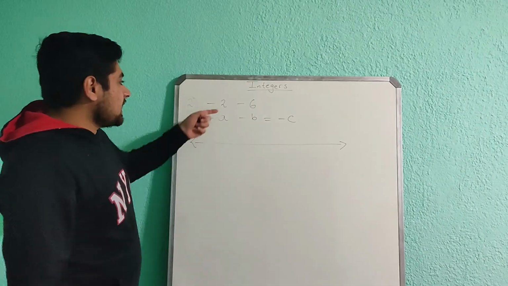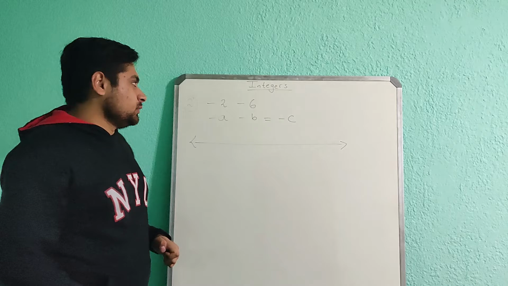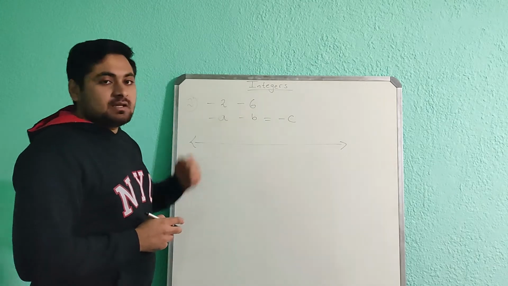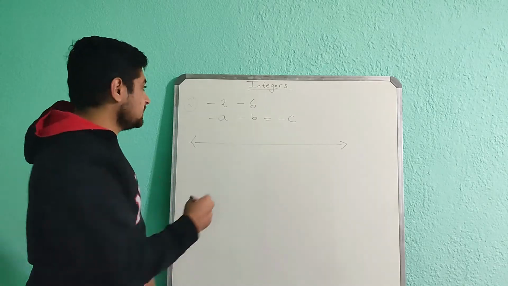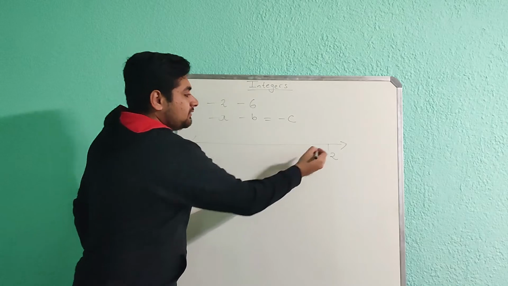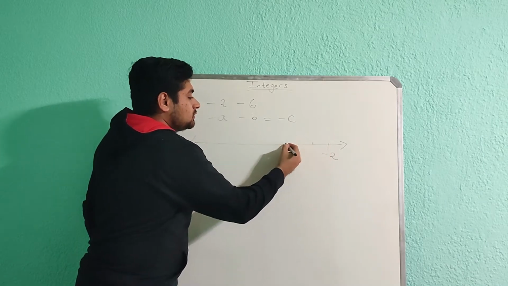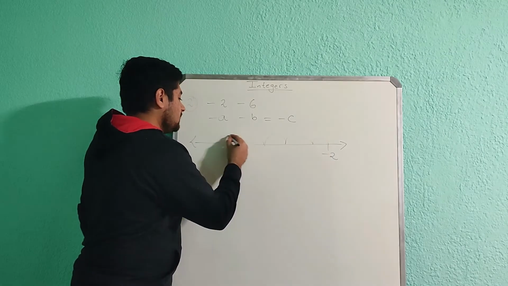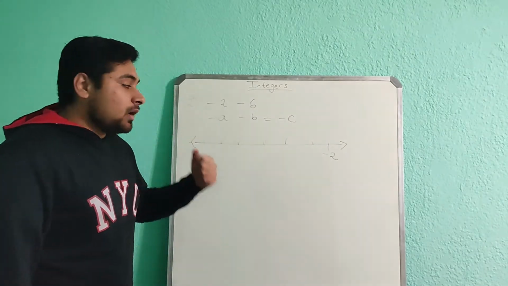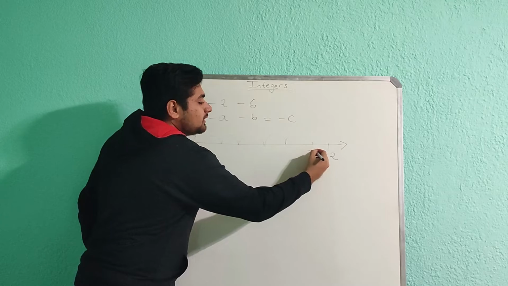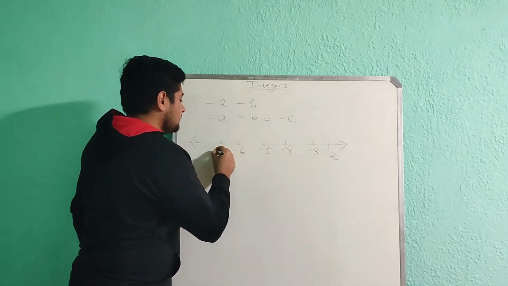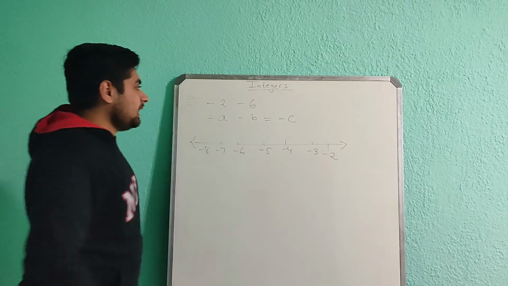We can see currently we are on negative 2, and we need to move 6 units, but to where? We look at the sign, negative, so we're moving to the left. Hence, we write negative 2 and we move 6 units to the left. So we have 1, 2, 3, 4, 5, 6. The numbers to the left of negative 2 are all decreasing. So we got negative 3, negative 4, negative 5, negative 6, negative 7 and negative 8.